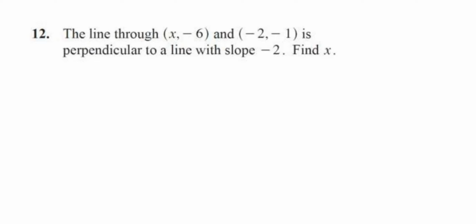Let's go ahead and take a look at question number 12 now. So I have the line through this point in yellow and that point in yellow, and it's perpendicular to a line with a slope of 2. Find the value of x. Okay, so if we're dealing with a perpendicular case, then the slopes have to be opposite reciprocal.